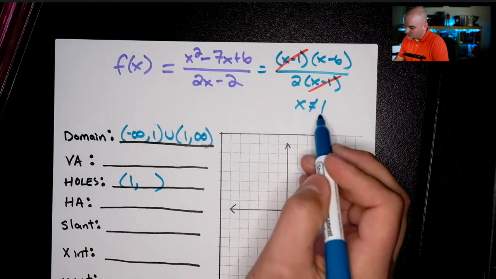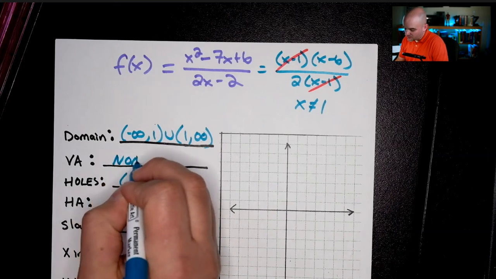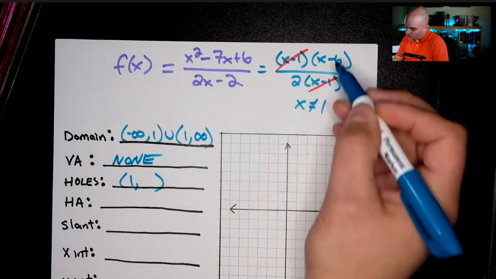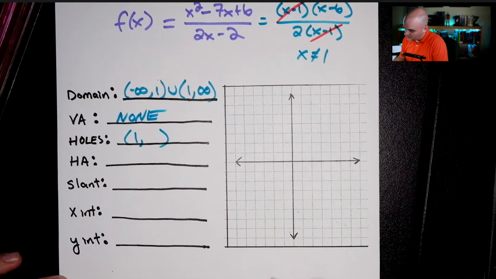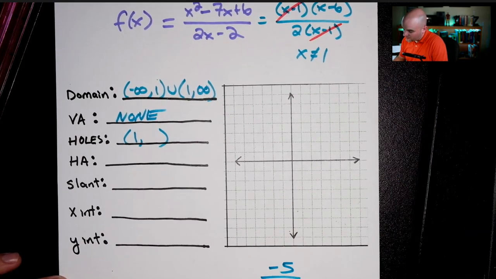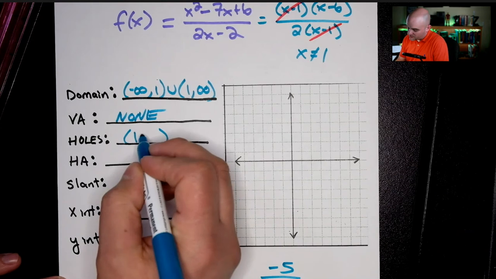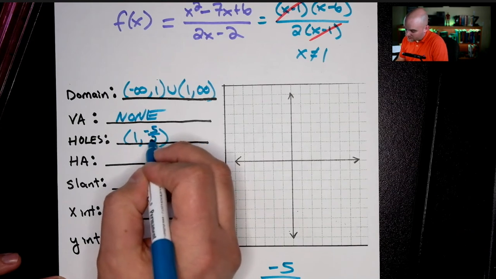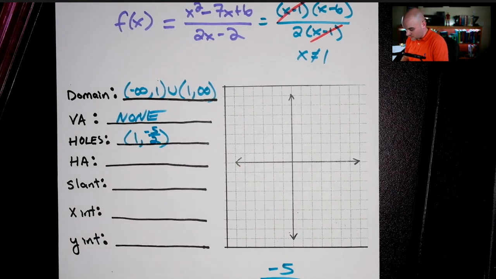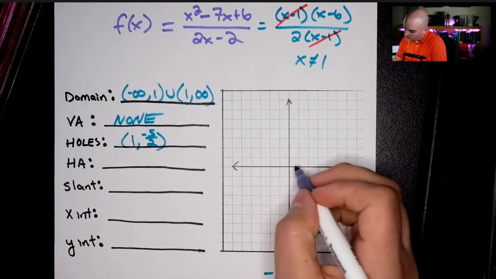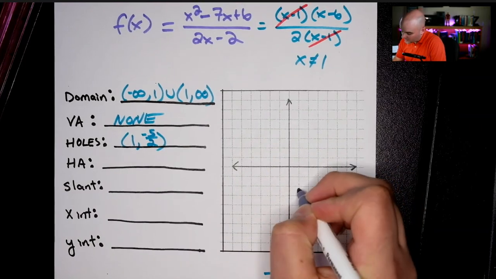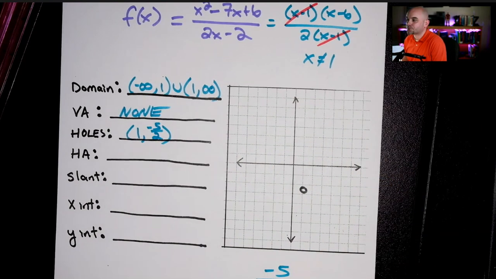And because that's the only domain issue, that means there are no vertical asymptotes. So if I put 1 into the canceled version, I end up with negative 5 over 2. So at 1 comma negative 5 over 2 is where the hole is. Let's go ahead and graph that so you do not forget it. Remember, all this stuff we want to eliminate silly mistakes. So go over 1 and then down 2.5 and put a hole right there.